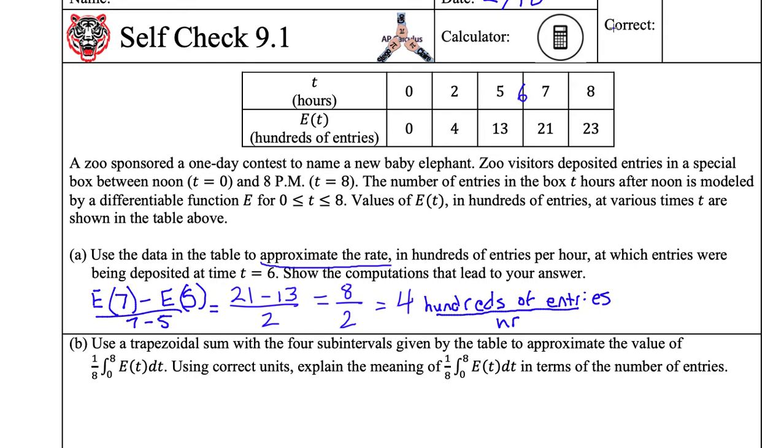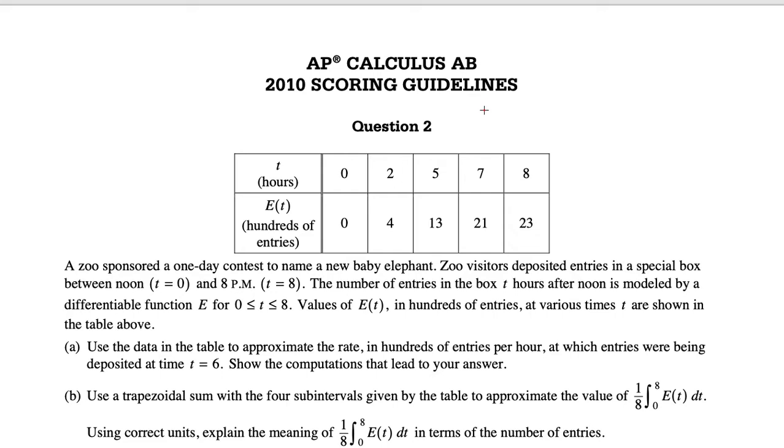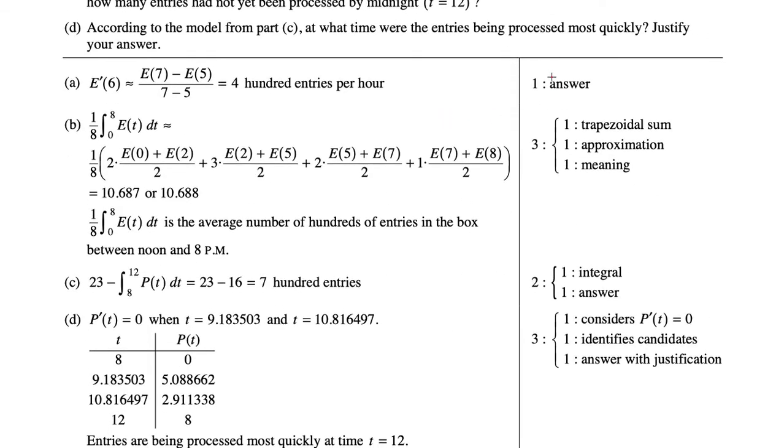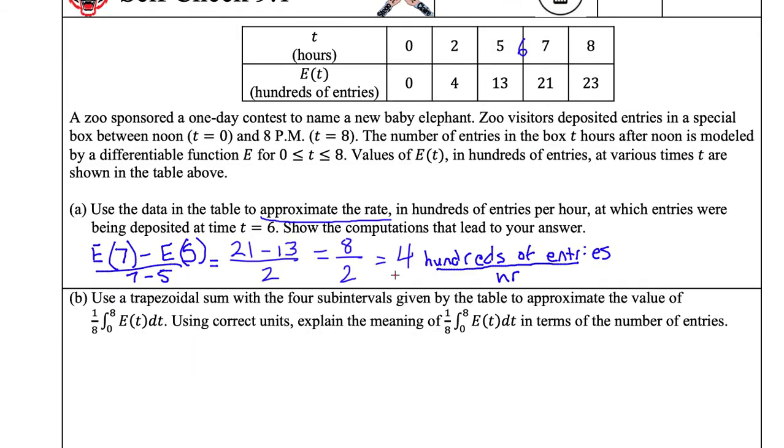Can A be out of 9 points? No. This, by the way, came from 2010, version A, so it's one of the easier types, not version B. Question number 2. Questions 1 and 2 are always calculator, that's how you can tell this one is calculator enabled. To score yourself, you get 1 point if you got the right answer, just 4, and it is out of 1 point.